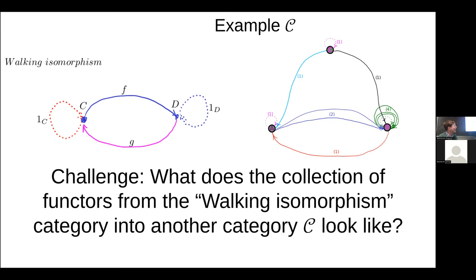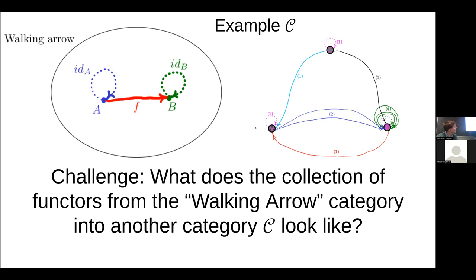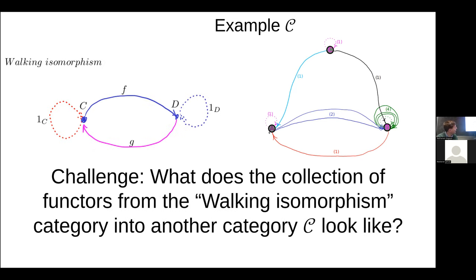Identity on C. They'd have to be identity on C. If C on the left and D on the right map to A over here on the right, C and D on the left each map to A on the right, what could F and G be? So they could be identity on A. Yeah, they could be identity on A.